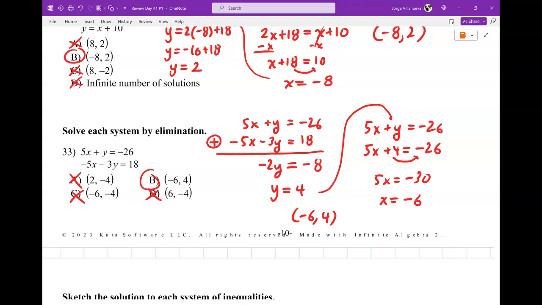Now remember, if all your letters disappear and you get, let's say, 5 equals 5, then you're going to say all real solutions, right? Infinitely many solutions. If all the letters disappear and what you have is like 6 equals 10, that's false, then you write no solution. So no solution if the statement is false. All real numbers, infinitely many solutions, if the answer is true.